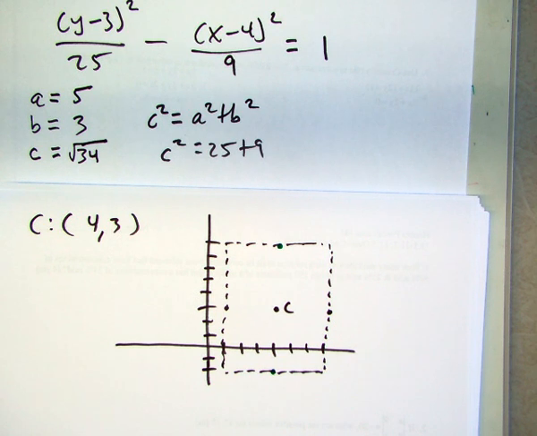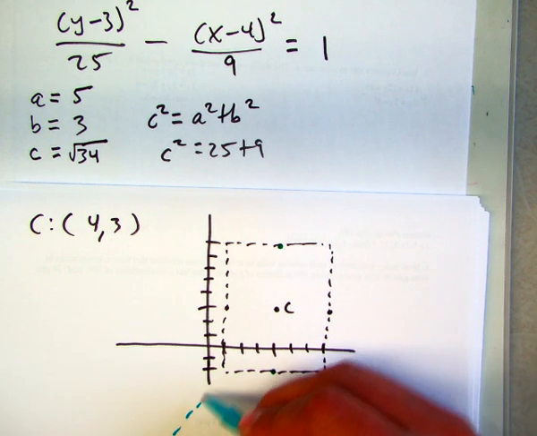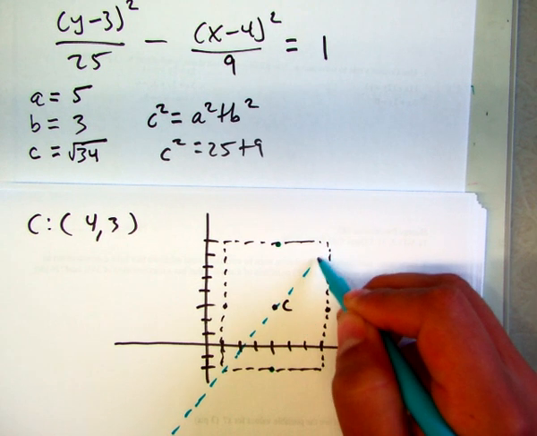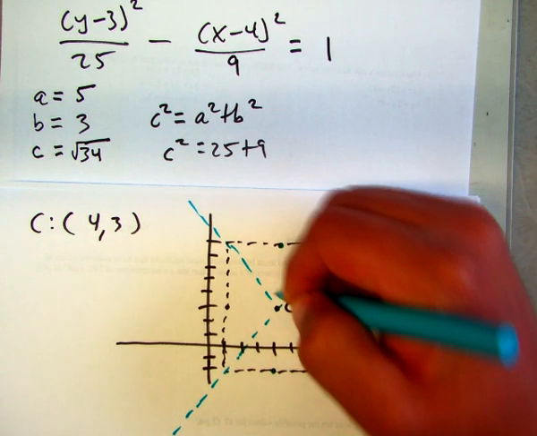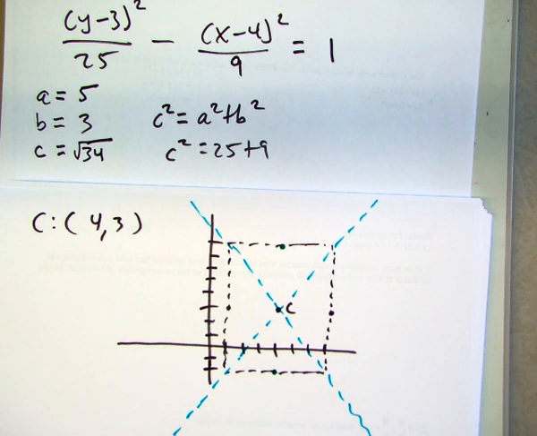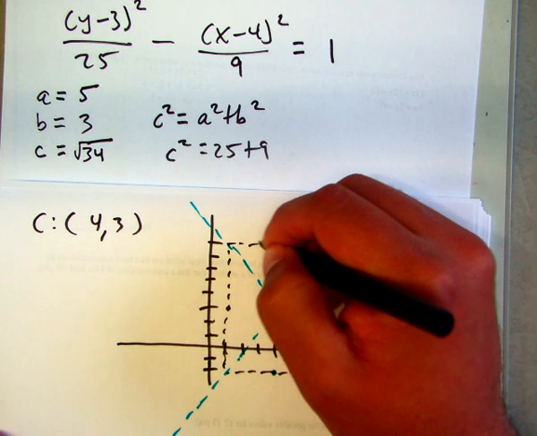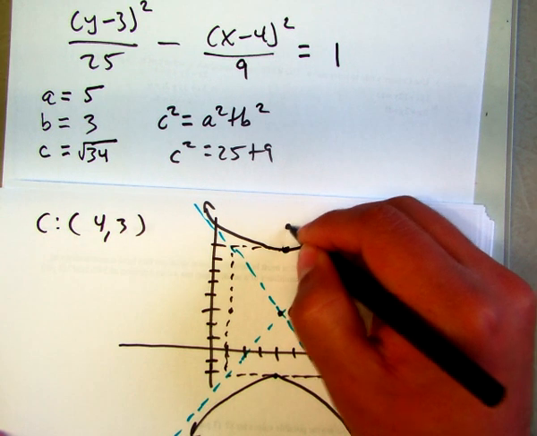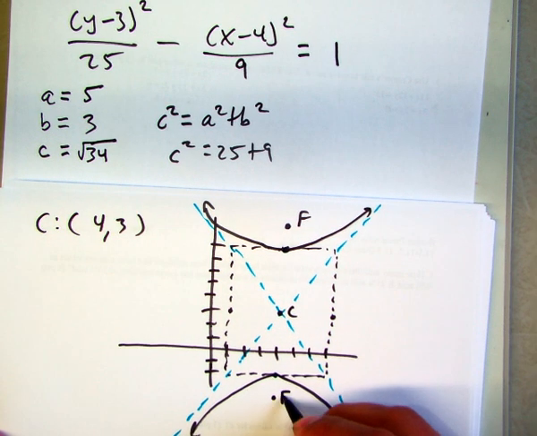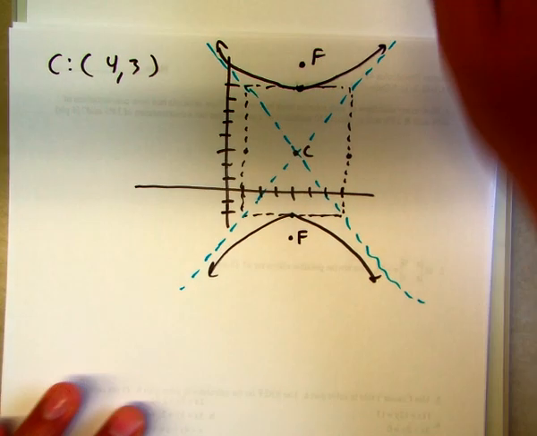Next, drawing the asymptotes. Asymptotes are just the diagonals of this reference rectangle. And we said that this hyperbola opens up and down, so it's going to look something like this. The foci are somewhere here. We'll find those coordinates in a minute. I'll just go in order of the problem.